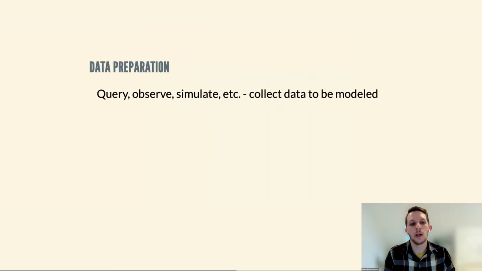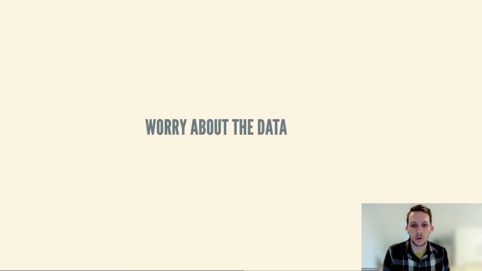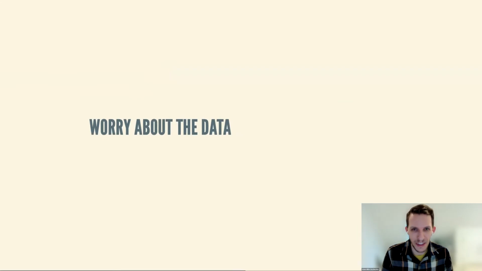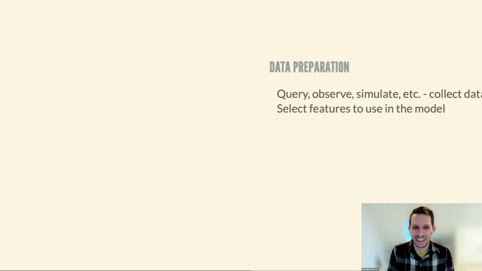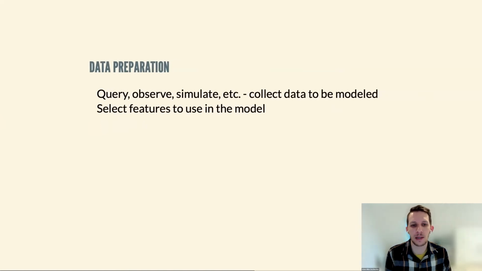Before we can get started, we have to prepare all of the data. This means we're going to query some database if we're using something like the Sloan Digital Sky Survey, or we're going to collect new observations if we're the Rubin Observatory and we have no data, or maybe even build simulations. We might be trying to build a model that can make predictions based on some simulations. So we want to collect all the data to be modeled. At this stage, it's a good idea to worry about the data. After this, we want to select features that we're going to use in the model.